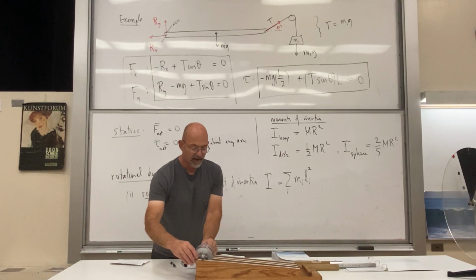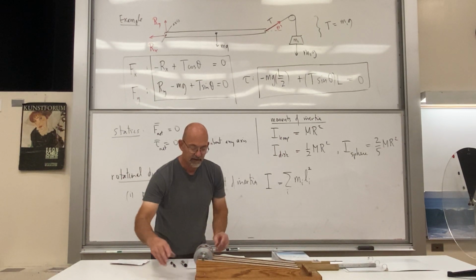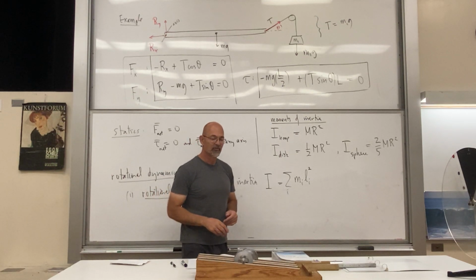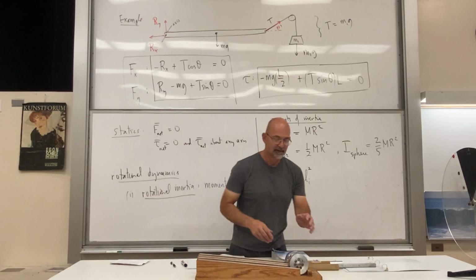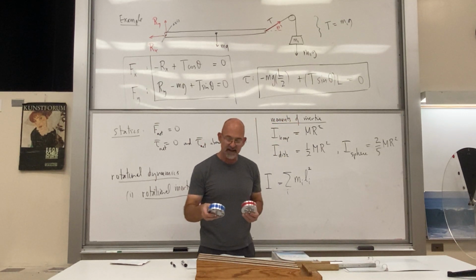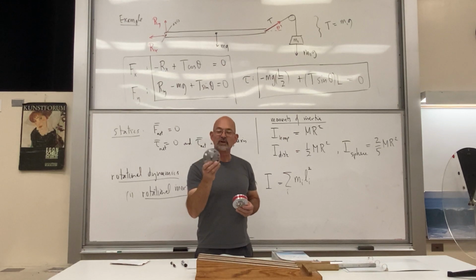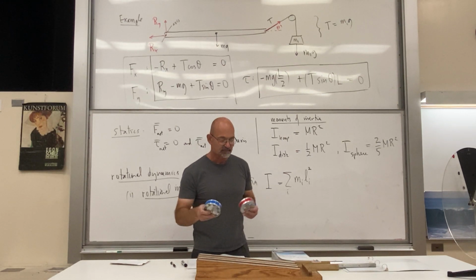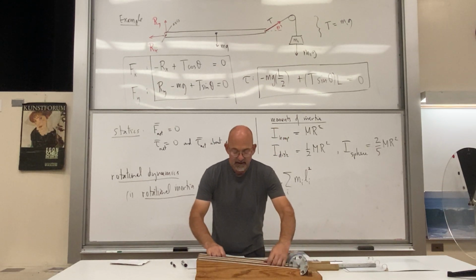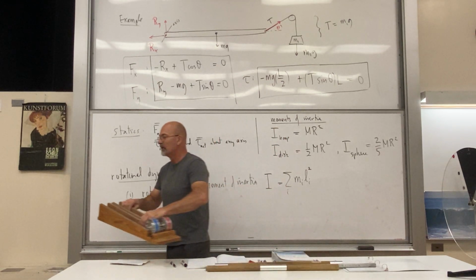Okay. You guys place your bets. Blue takes the lead. Fantastic. So this one slowed the action down so we could actually see it. This one has a smaller moment of inertia. Okay, so now I have to explain why that is the way it is.